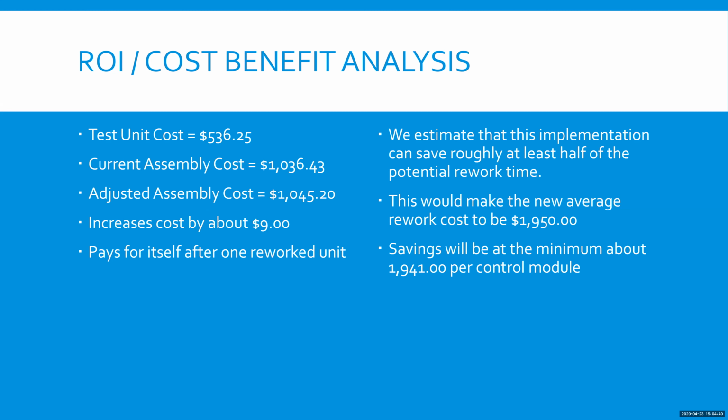And so when we estimated the amount of time that would be saved by doing this, we didn't really have a means to test it properly, but we guessed that it could save at least half, which is a good amount. And that would cut the average rework cost to $1,950 and save about $1,941 per unit module, per control module. And so our machine would pay for itself after one reworked unit.